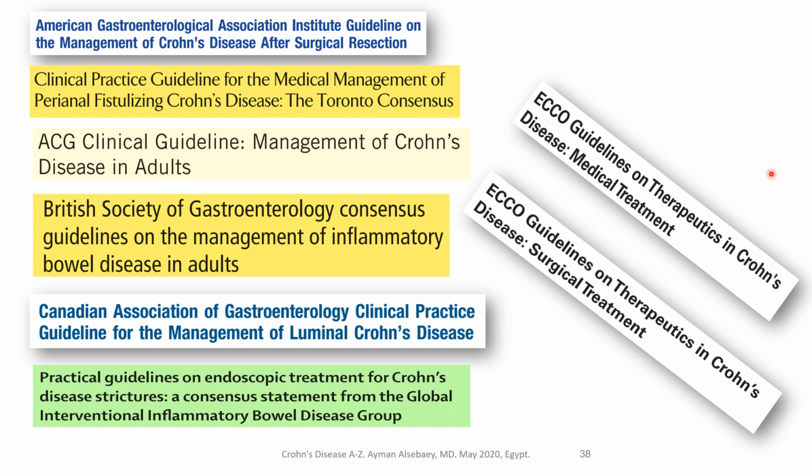I have gathered data from these guidelines. The American Gastroenterological Association Institute Guideline, AGA, on the management of Crohn's disease after surgical resection; the Clinical Practice Guideline for the medical management of perianal fistulizing Crohn's disease, Toronto Consensus; the ECCO Clinical Guideline on management of Crohn's disease; the British Society of Gastroenterology Consensus Guidelines for Management of Inflammatory Bowel Disease; the Canadian Association of Gastroenterology Clinical Practice Guideline for the Management of Luminal Crohn's disease; practice guidelines on the endoscopic treatment of Crohn's disease strictures, a consensus statement from the Global Interventional Inflammatory Bowel Disease group; the ECCO guidelines, medical treatment, and ECCO guidelines, surgical treatment.